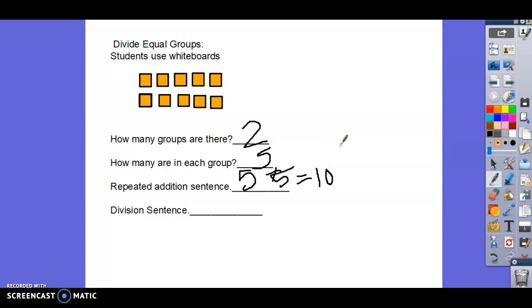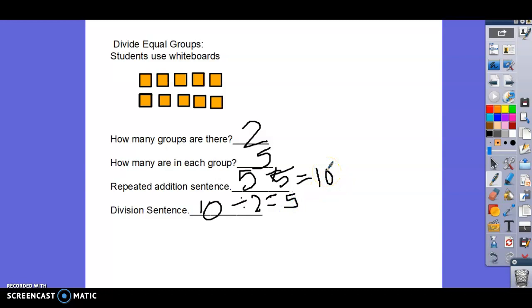Now, I want to write a division sentence. This is the part that was a little tricky yesterday. Whenever I'm going to write a division sentence, my first number has to be what? The whole. Good. So what would my number have to be first? 10. Good. Now listen to my next part. 10 divided by something. But I'm going to divide it into how many groups I have. How many groups do I have? 2. Good. 10 divided by 2 equals what? 5.